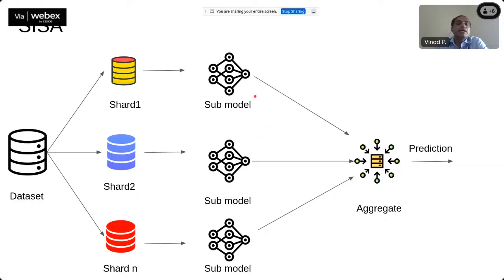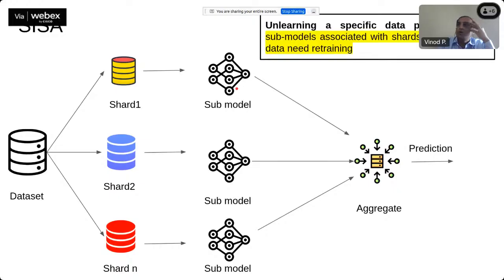So that is the advantage. We don't retrain from scratch. We just find out the data instance's presence in a specific shard, and then we retrain that particular submodel, preserving the others as they are. So SISA basically is unlearning a specific data point. What we do is retrain that specific model.